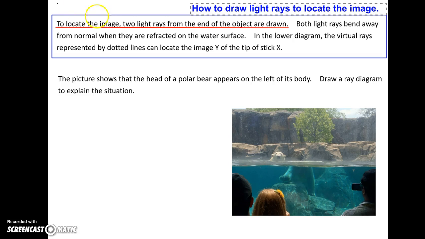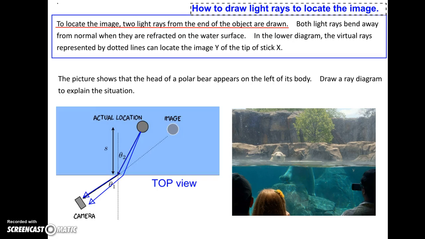To start with, let me remind you that you should always draw two light rays from a single point of the object in order to locate the image. In the picture, you can see the head of the polar bear is here, but its body is on the right. Remember that his body is inside water, and so what you see here is actually the image of its body.